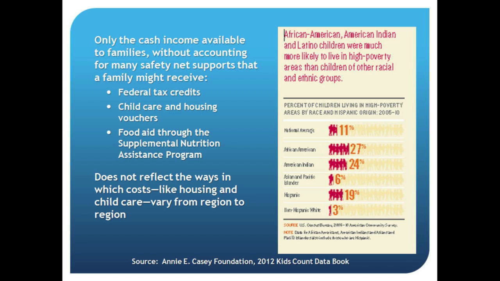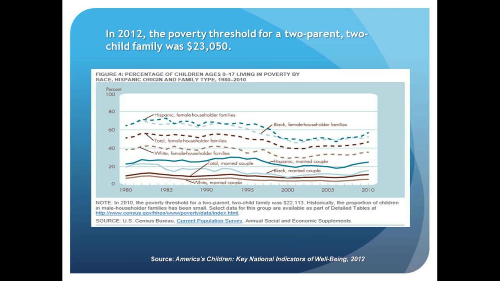It also doesn't reflect the variations among different regions or the cost of living in different states or towns. As you might expect, the percentage of children in low-income families is much higher for minority households, and particularly those households that are headed by a single female parent, as opposed to a Caucasian married couple, which you can see is the lowest percentage living in poverty.